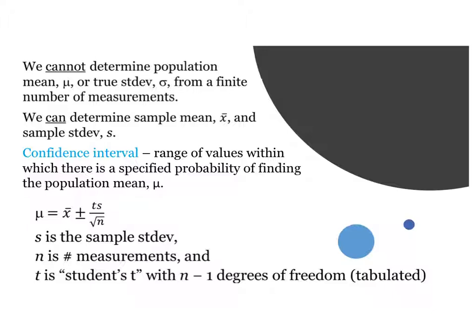mean, x bar. The confidence interval is calculated as the student's t times the sample standard deviation divided by the square root of the number of measurements. The student's t is found from a table using n-1 degrees of freedom and the confidence level of interest. Let's step through an example to demonstrate this concept.